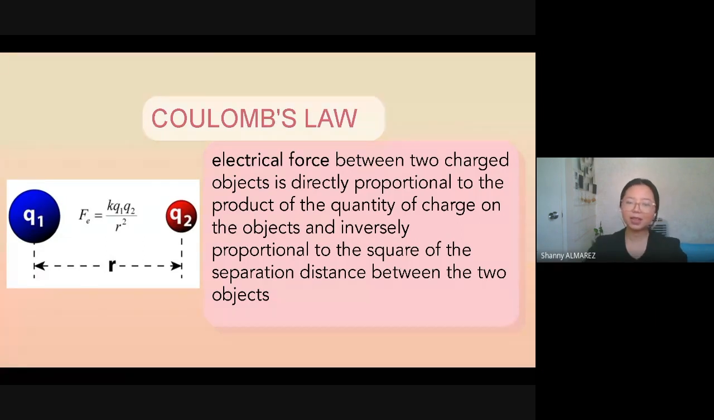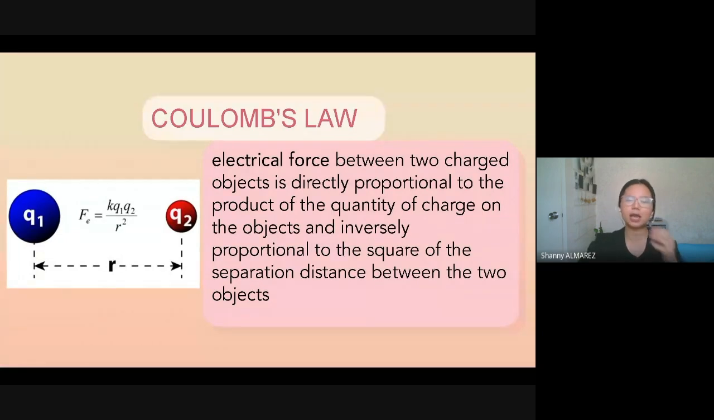So that's the use of our mathematical expression. This particular statement can be simplified by this equation, wherein Fe, or the electrical force, is equal to the product of your Coulomb's constant, which is k, times q1, the charge of the first object, times q2, the charge of the second object, all over the square of the distance between the two charges or two objects. So, yun na ngayon. As long as you know how to interpret the equation, you can cite Coulomb's law.